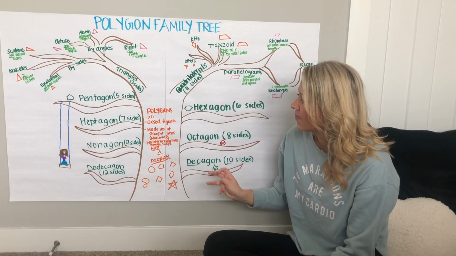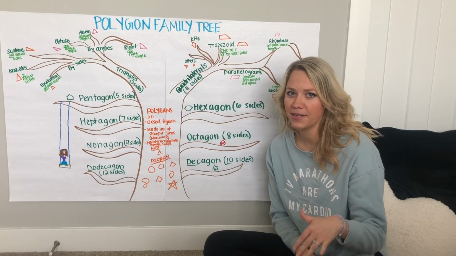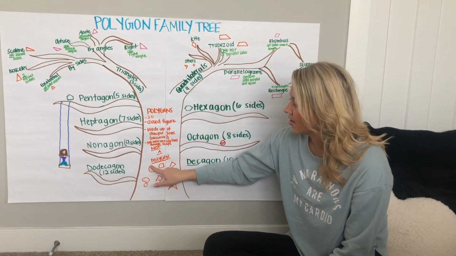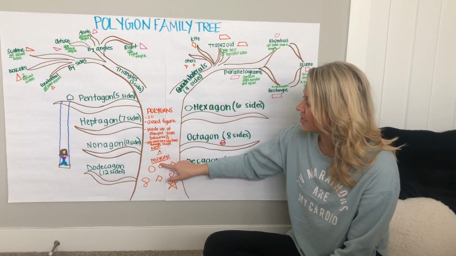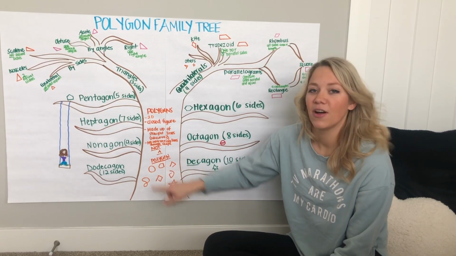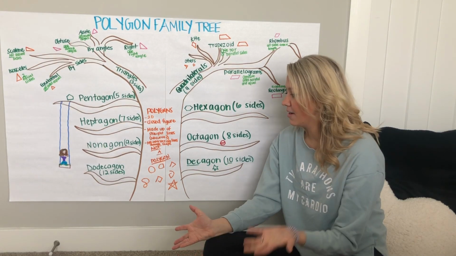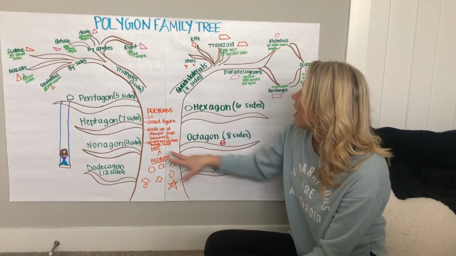And then also, it can't have any curves. Like I said, it's made up of straight lines. So for example, this circle down here, or this semicircle with a straight edge, those aren't polygons because they're not made up of straight lines. They don't have sides, and they don't have 3 or more sides.